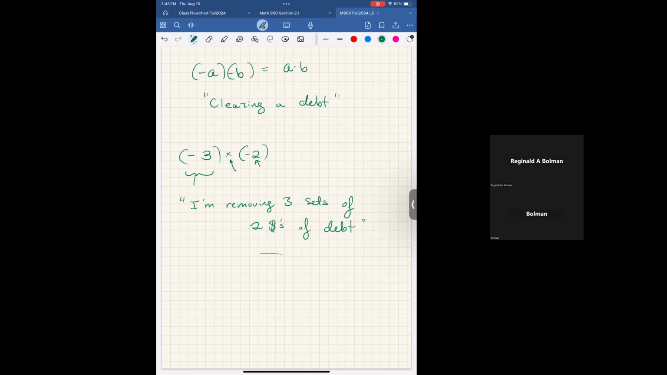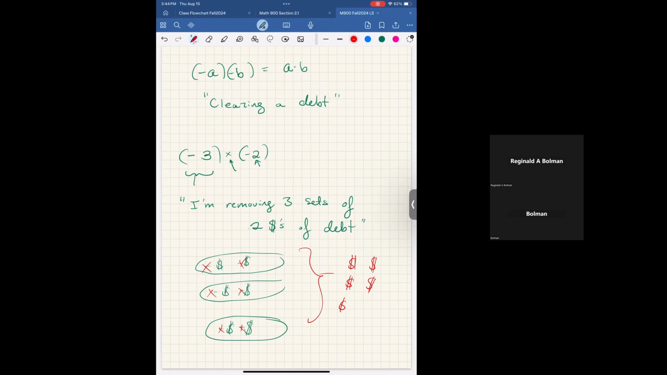So what would that look like? Well, here's 1 set, and here's $2 of debt. Here's another set. Here's $2 of debt. Here's a third set. Here's $2 of debt, and we're removing it. We're removing the debt. So in total, if you remove the debt, you would just be left with the remaining dollars.